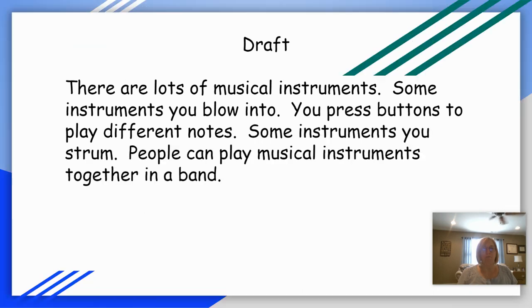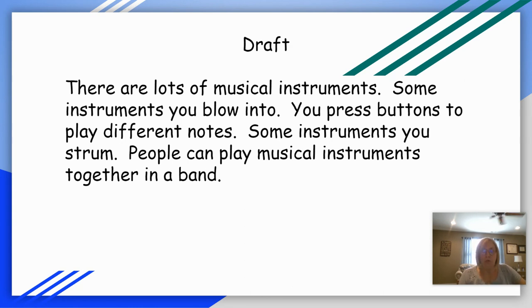All right, now here's more writing to take in my other two boxes. Some instruments you strum, and people can play musical instruments together in a band. Okay, so I have gotten the things that I wanted. But now, all right, I am looking at that and it's like, okay, but I need an ending now. All right, so an ending kind of finishes up what I've been writing about.